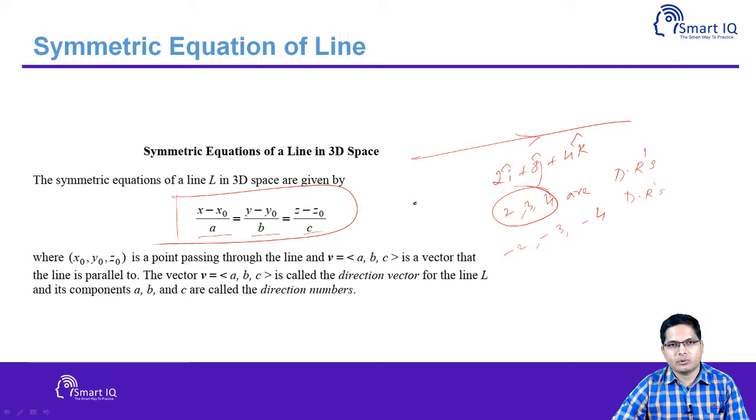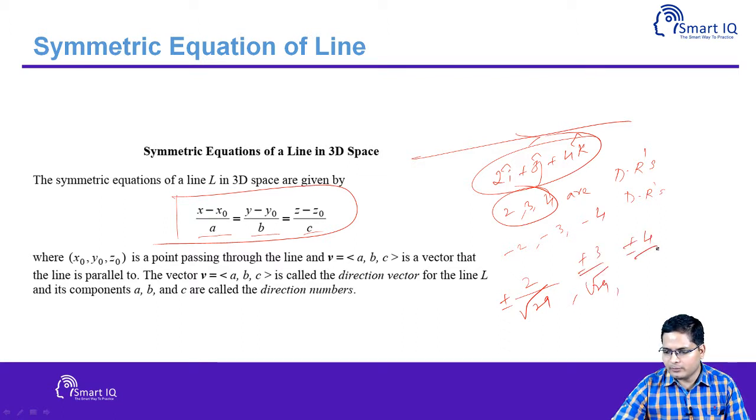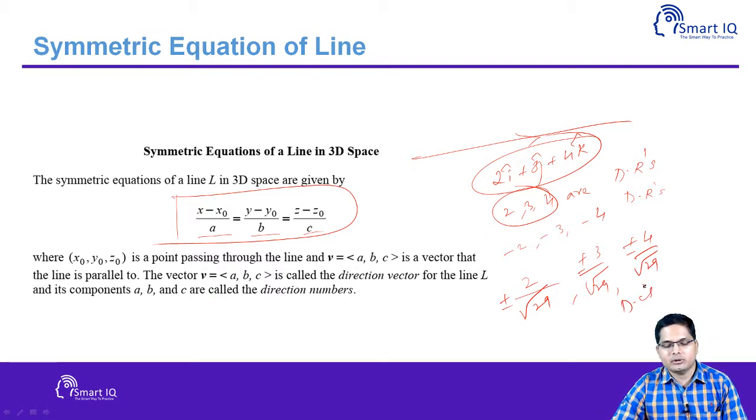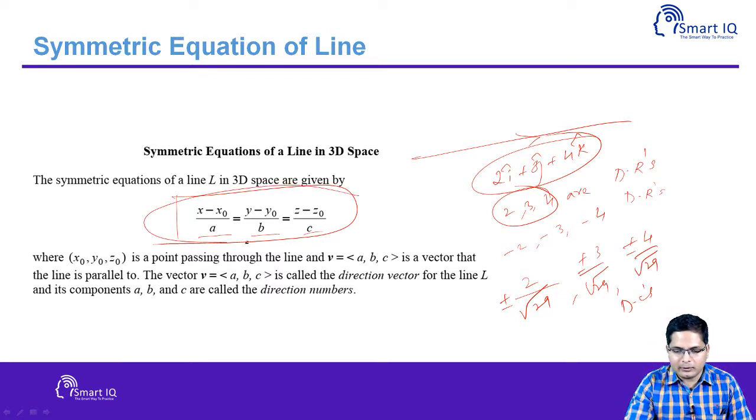What do you mean by direction cosines? For direction cosines, you take the numbers and divide by their magnitude. So what is the magnitude of this vector? Root of 4 plus 9 plus 16, 13 plus 16, 29. So 2 by root 29, plus or minus 3 by root 29, plus or minus 4 by root 29. These are called direction cosines, because the property of direction cosines is what? The sum of the squares is 1, right? So this is the symmetric form of a line.